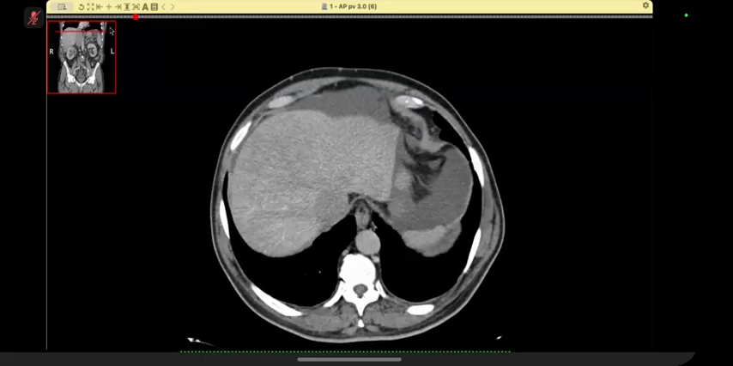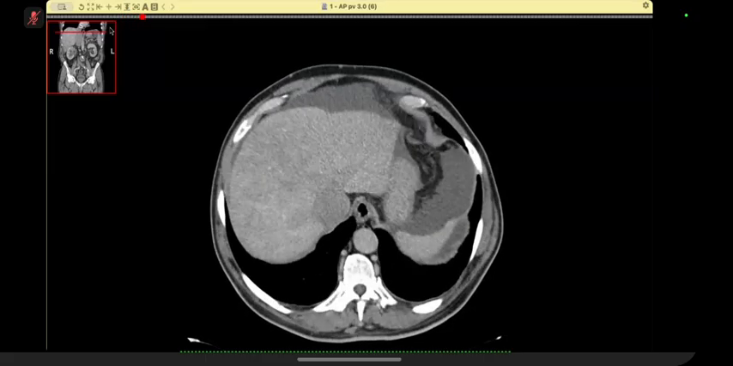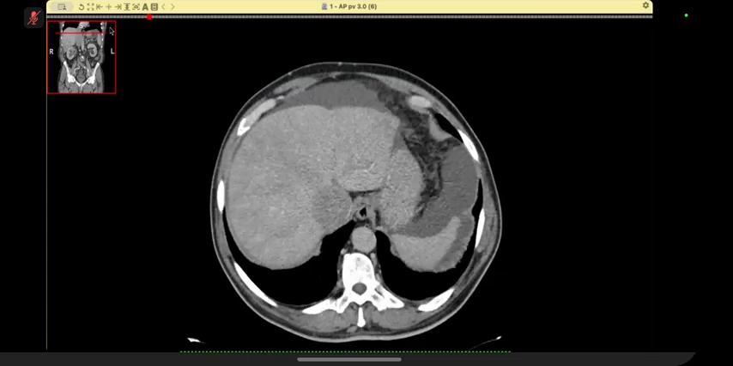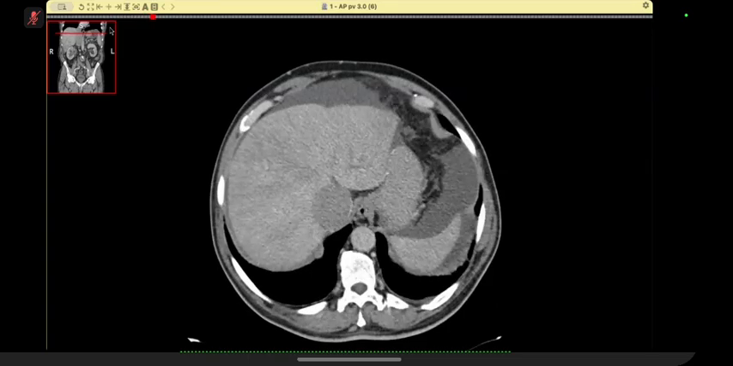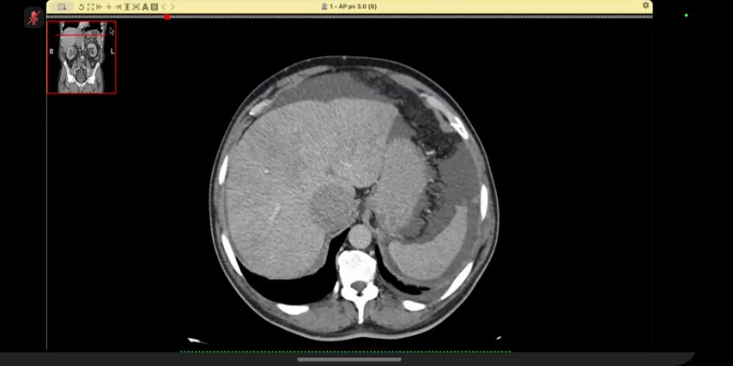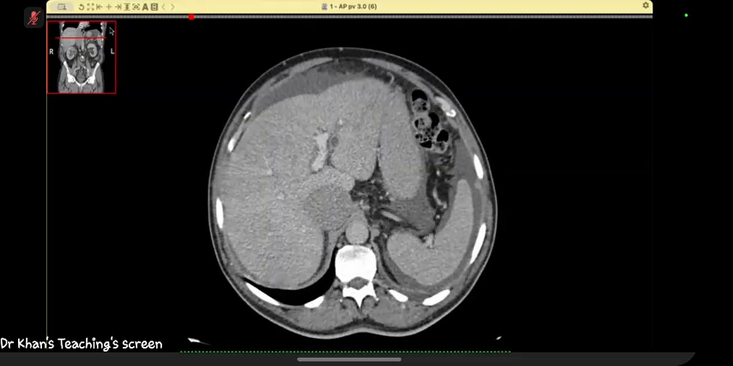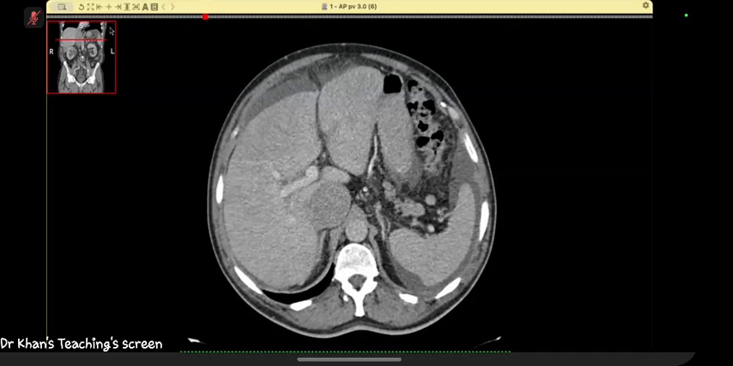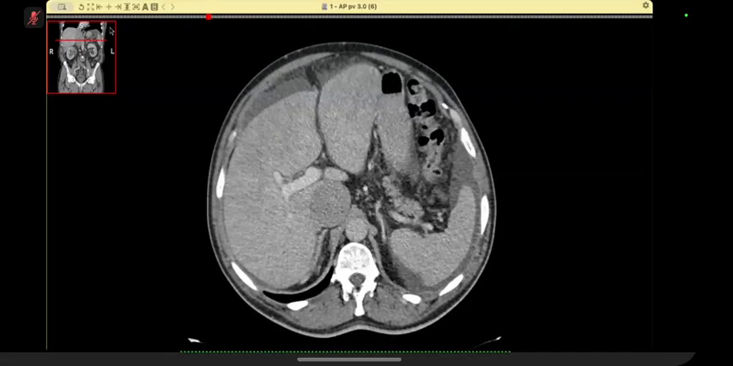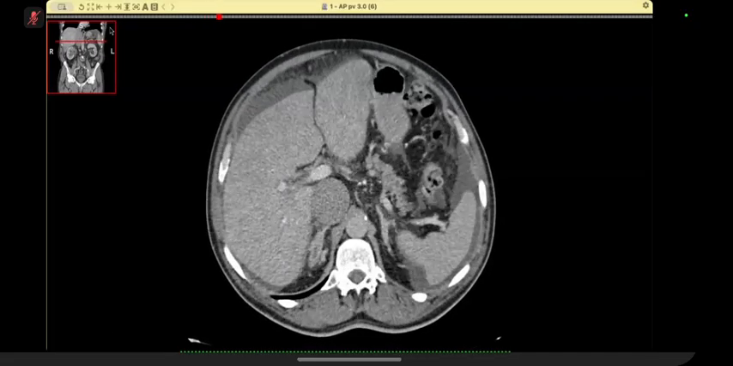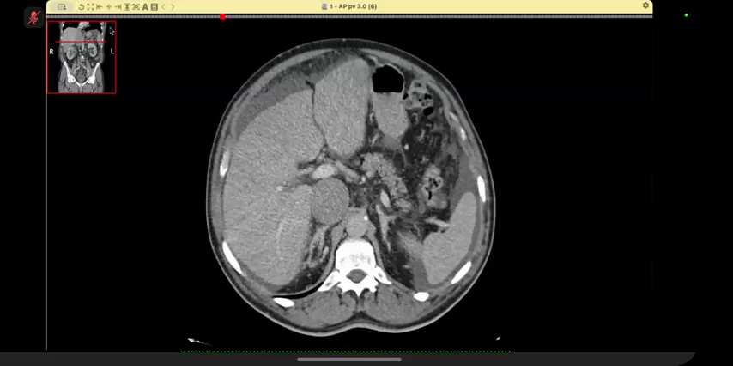Meanwhile, I can appreciate small amount of left-sided pleural effusion with ascites in the upper abdomen. IVC is significantly dilated. That can represent her cardiac failure status. The liver in these cuts appears unremarkable. Spleen is unremarkable. Portal vein is of normal size. There is significant mesenteric congestion.